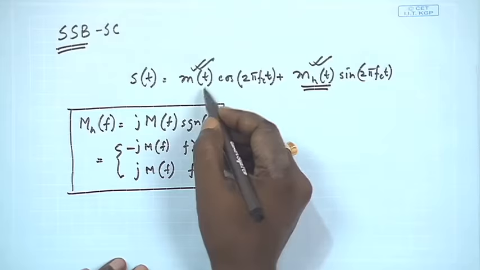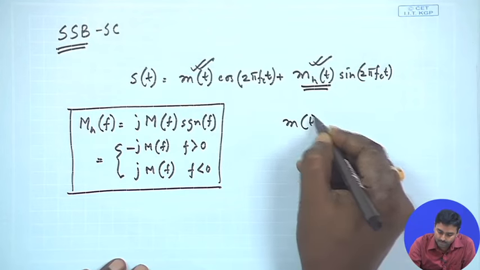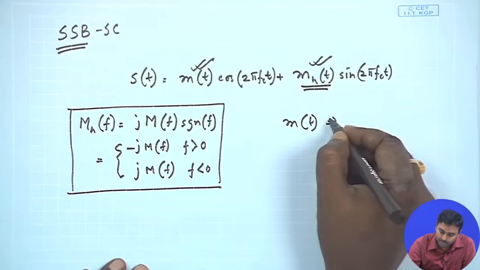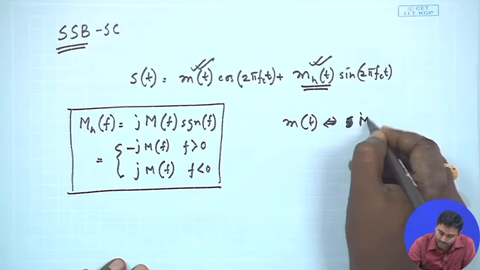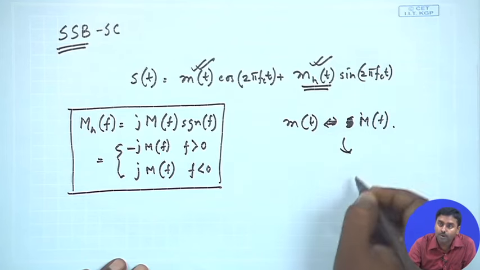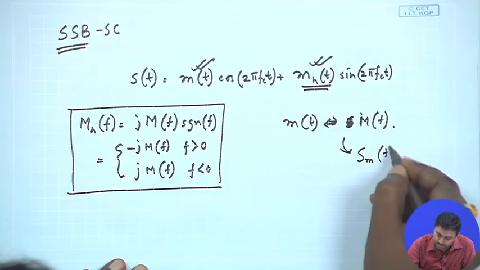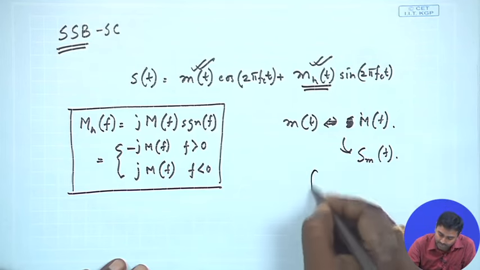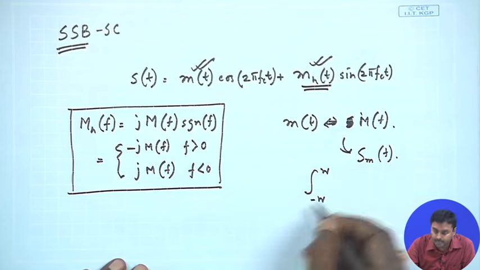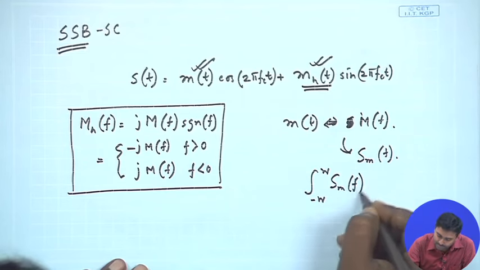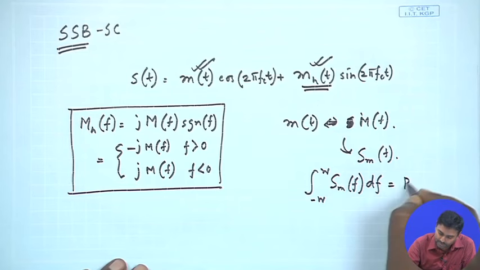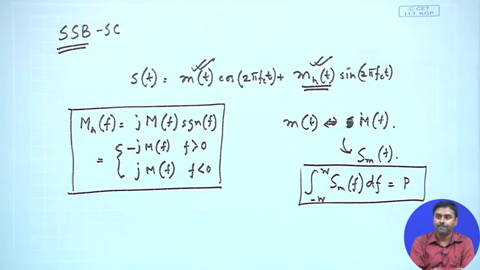Okay. So, to evaluate the power, let us see how we do that. We know that m(t) has a corresponding Fourier transform M(f), and it has a corresponding power spectral density S_M(f). We also know that it is a band limited signal, and the integral of S_M(f) from minus W to plus W is P, that is something we know.